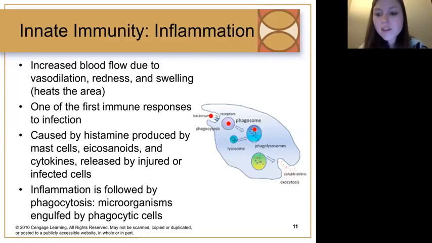So that's kind of a simple immune response that happens with innate immunity. Any questions on that?